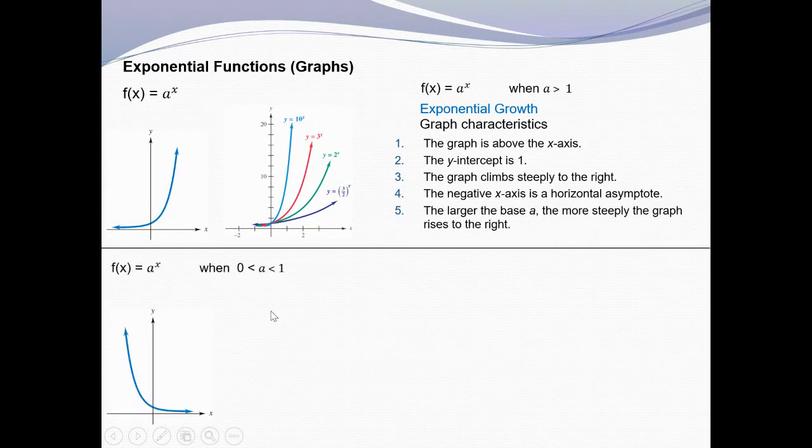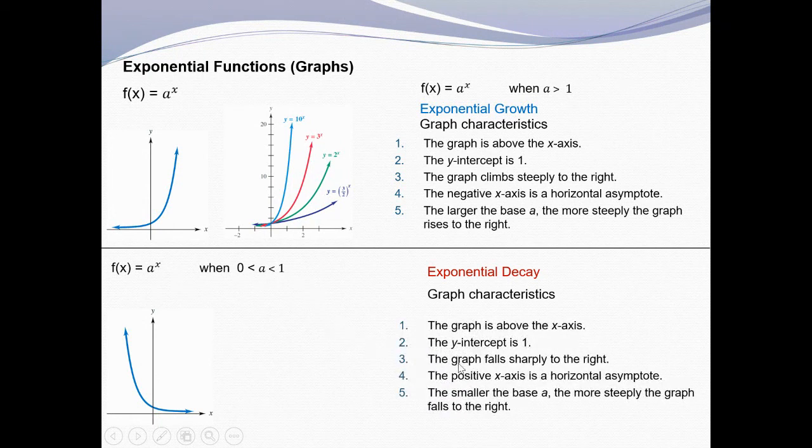And now this is called exponential decay. It starts high and begins to go to 0 on the x-axis when the base is between 0 and 1. Here are the characteristics: the graph is above the x-axis. The y-intercept is 1. The graph falls sharply to the right. The positive x-axis is a horizontal asymptote. The smaller the base a, the more steeply the graph falls to the right. These are the characteristics of exponential decay.